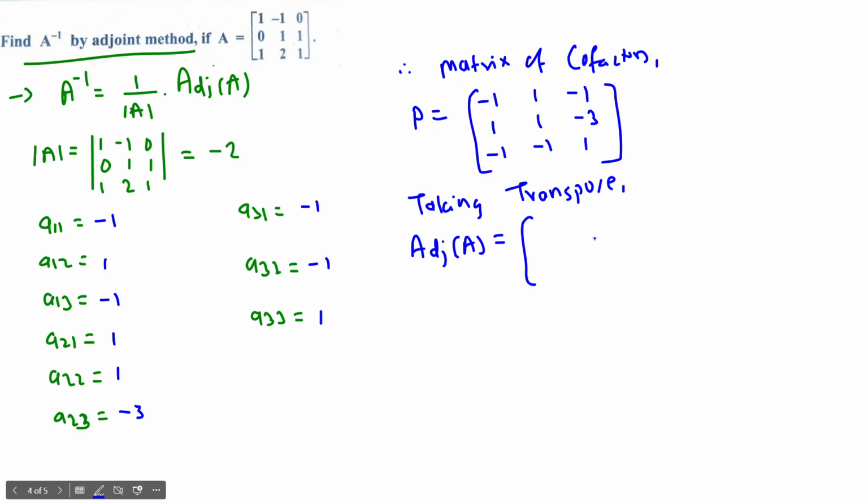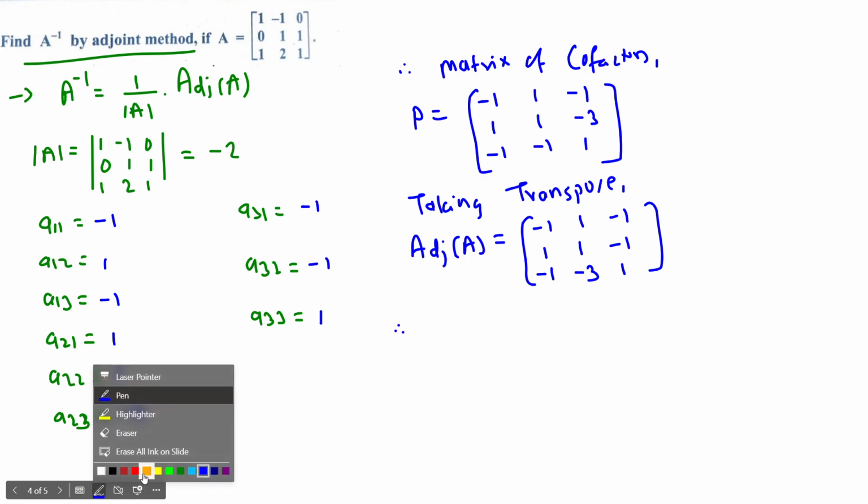is equal to, what we have to do, we have to just write down the given matrix which are in row form, write down in column form. That is, first row is minus 1 1 minus 1, write down in column minus 1 1 minus 1. Second row is 1 1 minus 3, write down in column 1 1 minus 3. Third row is minus 1 minus 1 1, write down in column minus 1 minus 1 1. So this will be your adjoint of A, and therefore we have to find A inverse, right?